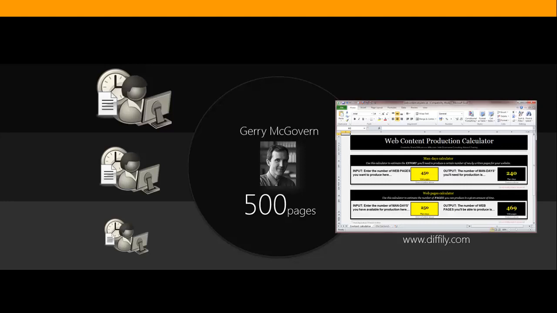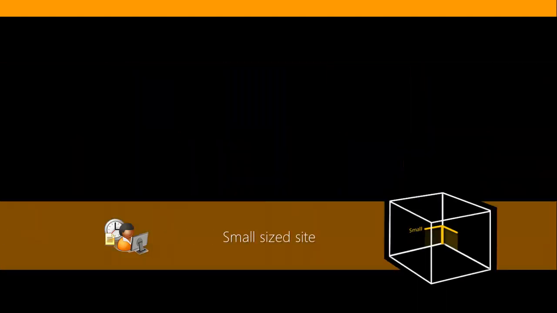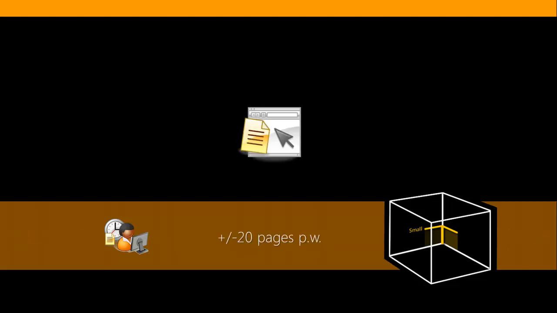In the first layer then, we have that most ubiquitous of undertakings, the small site. This really is at the tiniest end of the scale. An online presence of this type generates low volumes of not more than 20 pages per week of straightforward updates to a site that already has between 100 to 1,000 pages, such that everything can be managed by one or at most two full-time equivalents.